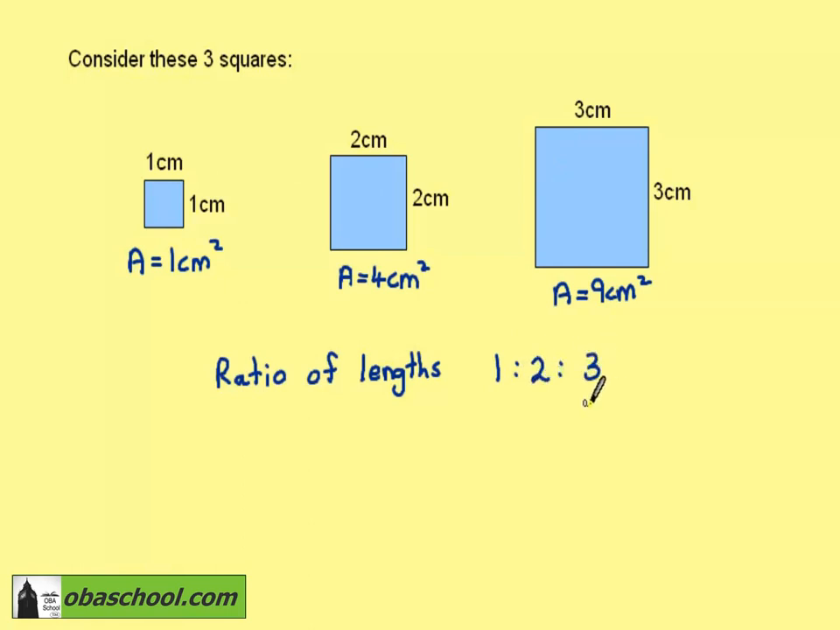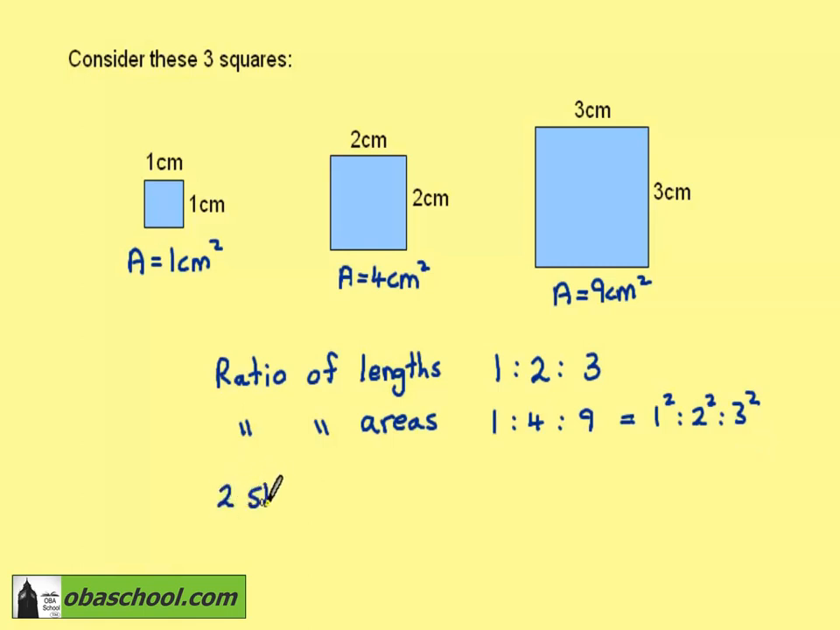Now let's consider the ratio of the areas of the three squares. 1 to 4 to 9. And note that this is 1 squared to 2 squared to 3 squared. So we take the ratio of the lengths and we square them to get the ratio of the areas.